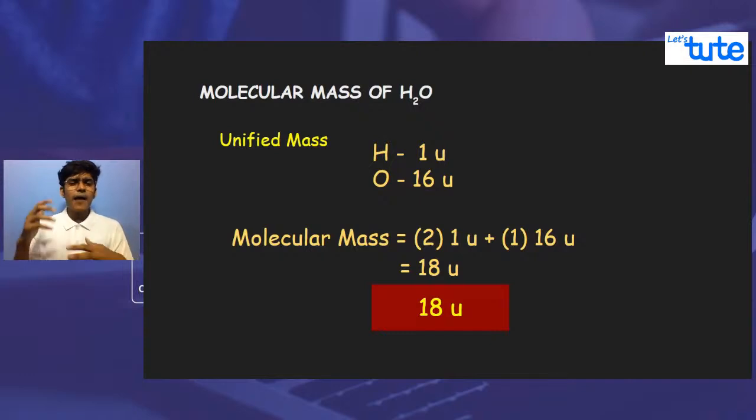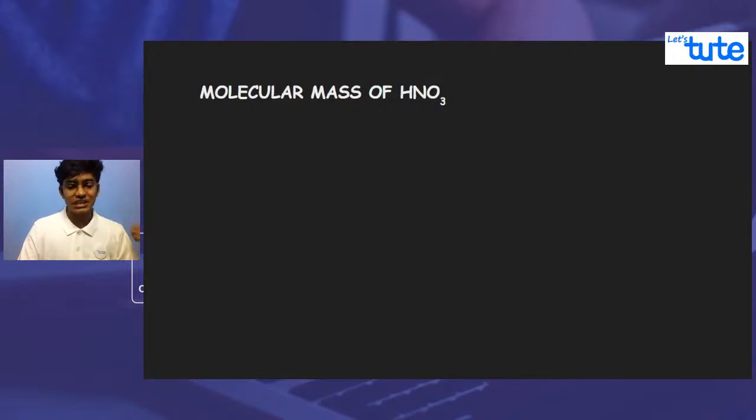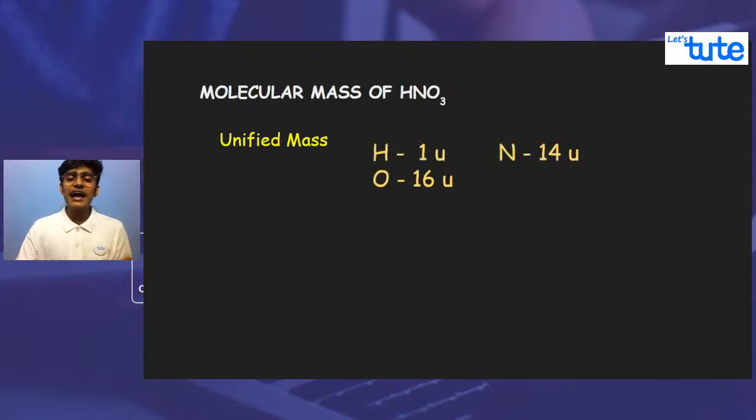Let us understand more about molecular mass with a few examples. Suppose I have HNO3. How many elements do we have in this? We have hydrogen, nitrogen, and oxygen. Our first step is to write down the atomic masses of all the elements. Hydrogen has 1 u, nitrogen has 14 u, oxygen has 16 u. These are the atomic masses of these particular elements.